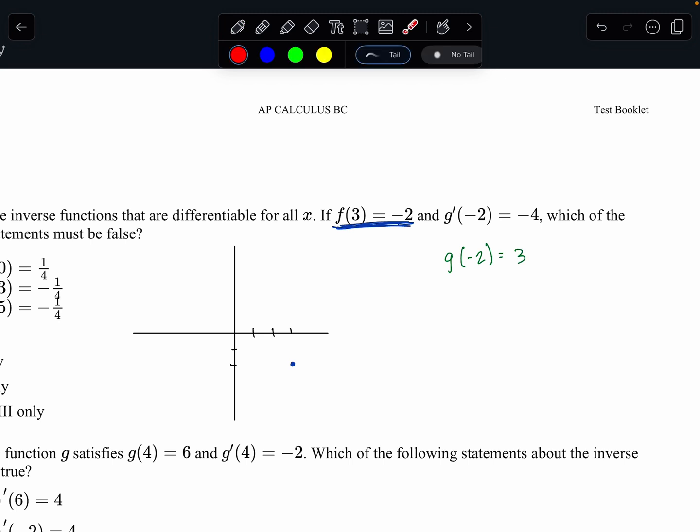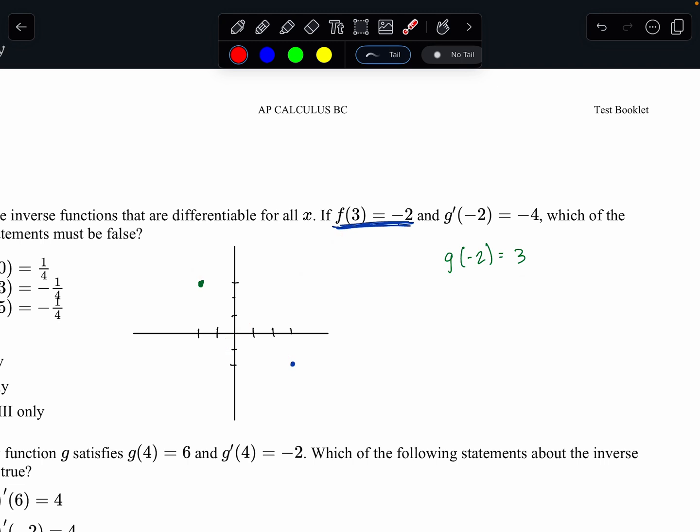And I know that because f and g are inverses. So if f has a point at 3, negative 2, g is going to have a point at negative 2, 3. Again, this is just what I'm thinking in my head. So I'm going to go negative 2 and then up 3, so g is going to have a point right here. Remember that inverses are reflections of each other across the line y equals x, and that's why you can just switch their points like that.